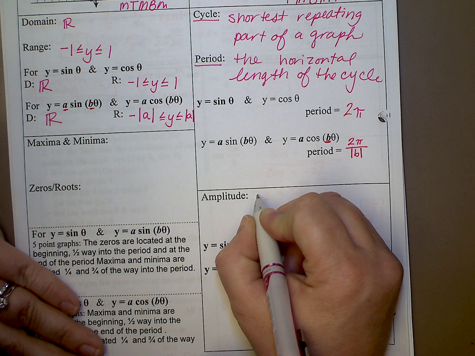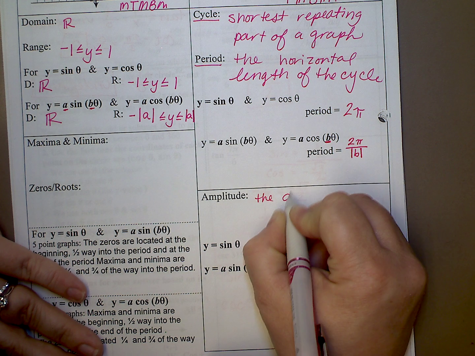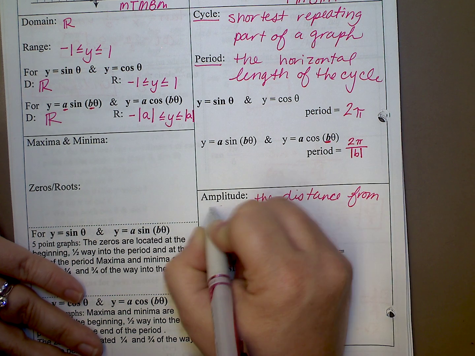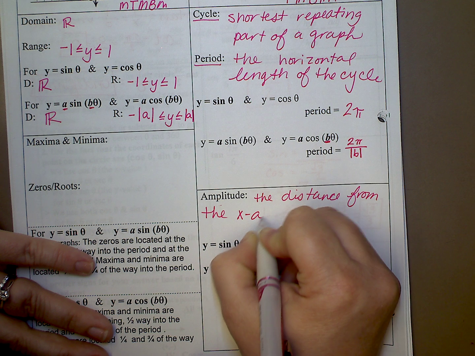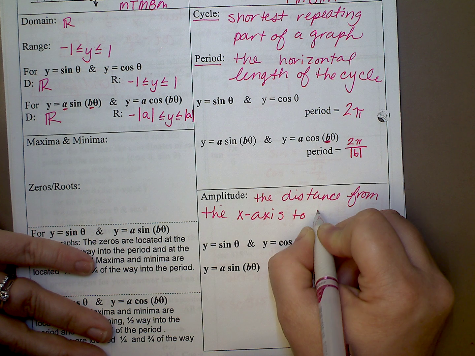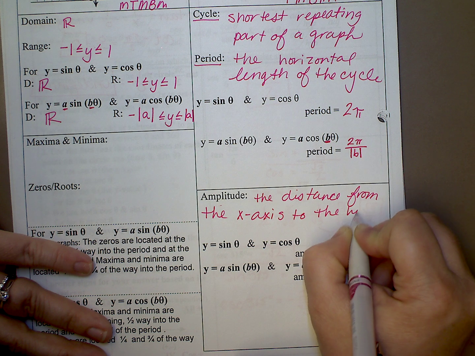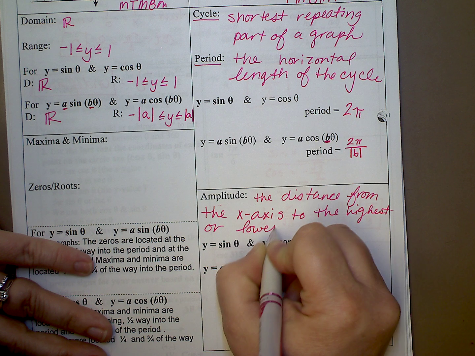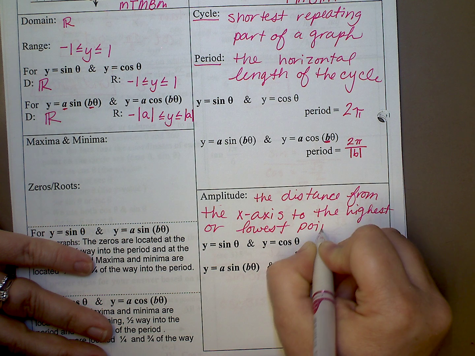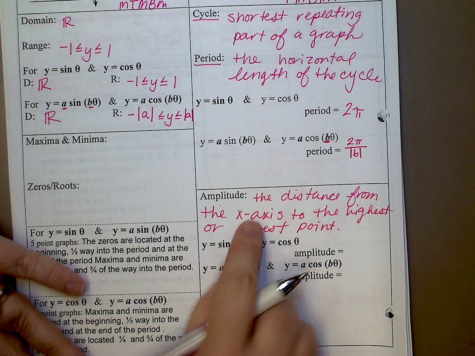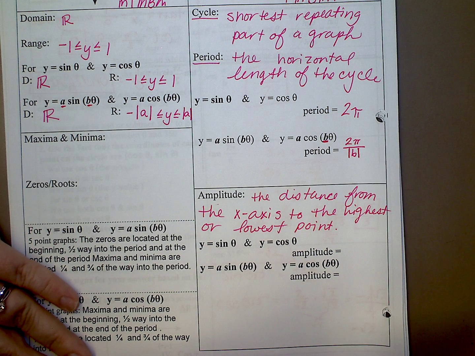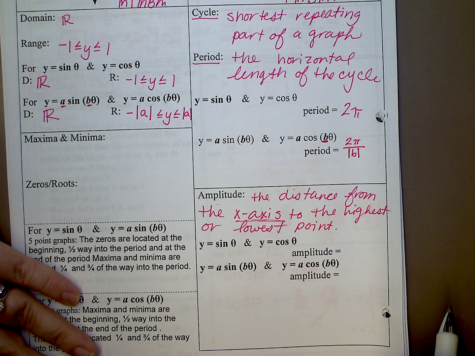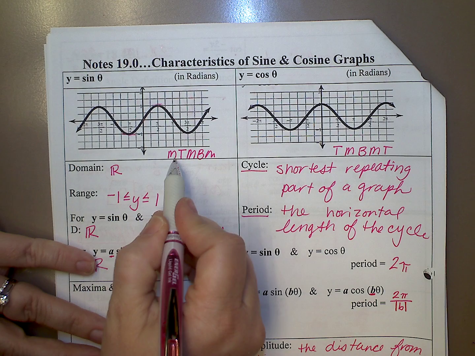Amplitude. Amplitude is the distance from the x-axis to the highest or lowest point. Now, I say from the x-axis, that will actually change because sometimes we're going to shift our graphs up or down, and so it's from whatever you're treating like the x-axis, wherever your middle is, when we're talking about middle.